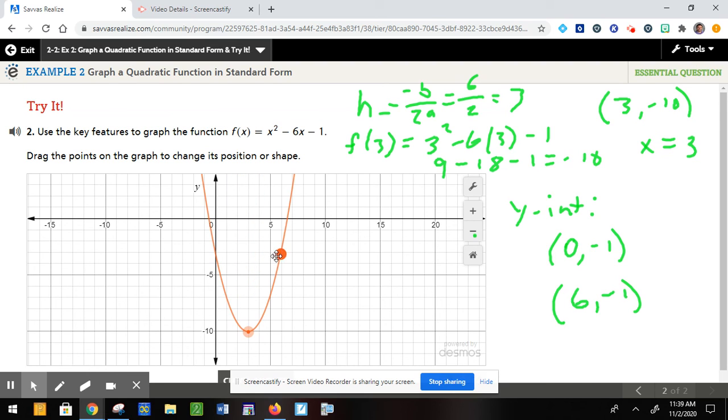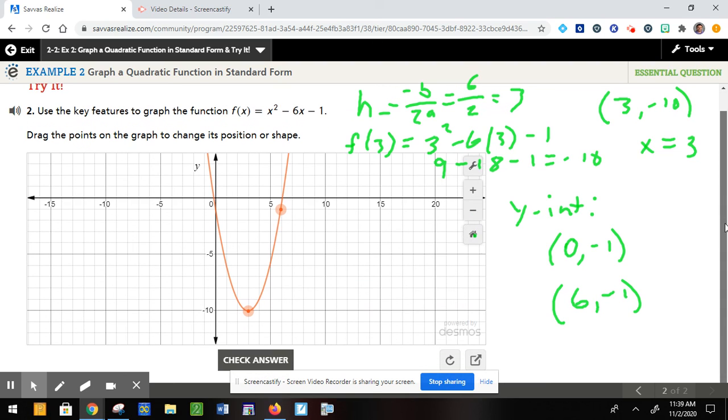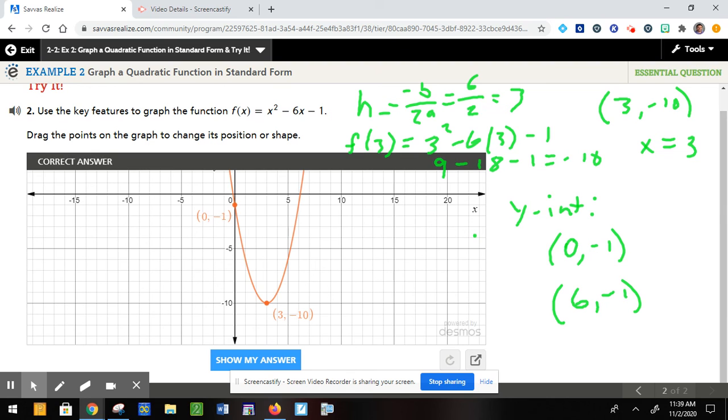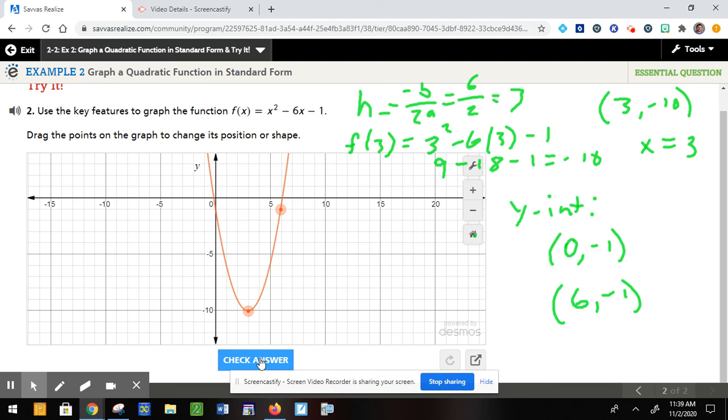So I already know that the reflection point is at 6, -1. So let me put the point right there. And there you go. We can check. That actually looks pretty good compared to what they had. All right, let's take a look at example 3.